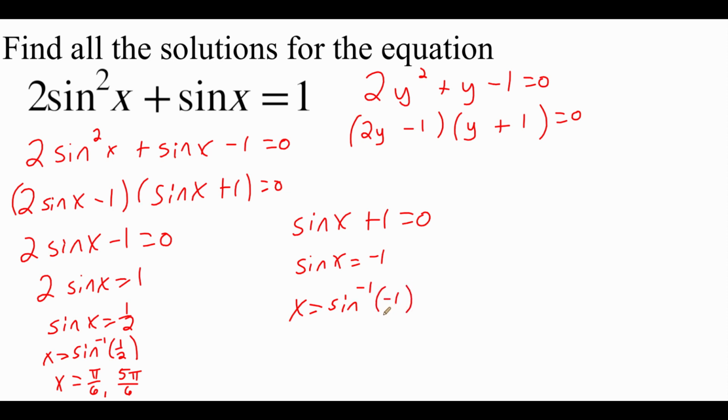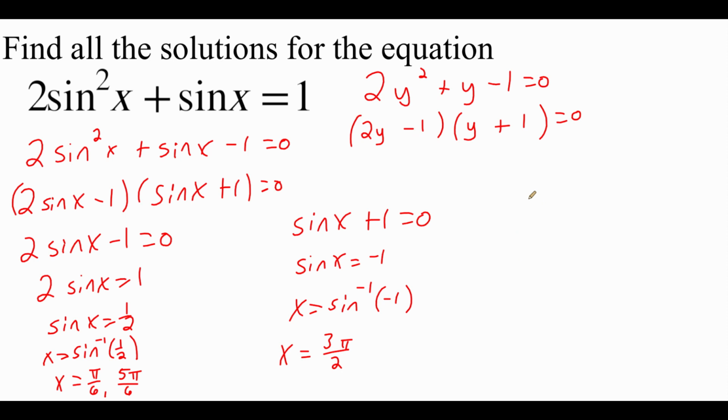And again, we're thinking of an angle on the unit circle where the y value is negative 1. And that happens at one angle. That's the angle 3 pi over 2. But now this one is a little bit different than our last example because it wants all of the solutions for the equation, whereas the last one wanted us to look on the interval from 0 to 2 pi, which meant that we were only looking at our unit circle.